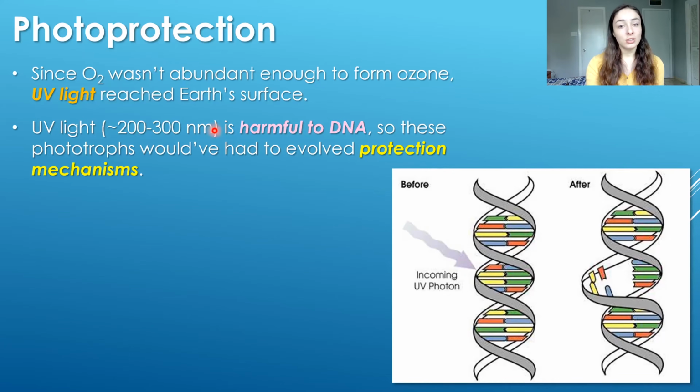And it reached Earth's surface and also penetrated into the ocean. And it could have been harmful to those early phototrophs, and they would have had to evolve protection mechanisms because, as we see here, UV light is harmful to DNA. And everybody on Earth has DNA. So we need to not have it damage our DNA.